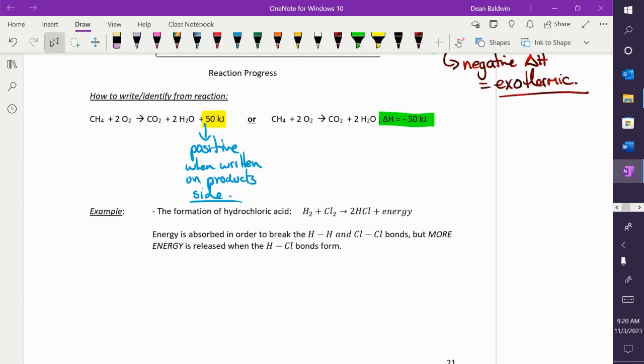Oh, that would make sense. Sometimes they'll just put plus energy on the product side. Right? If it's on the product side, it's an exothermic reaction. Okay? If it's on the reactant side, if it says plus energy over here, it's endothermic. Okay?